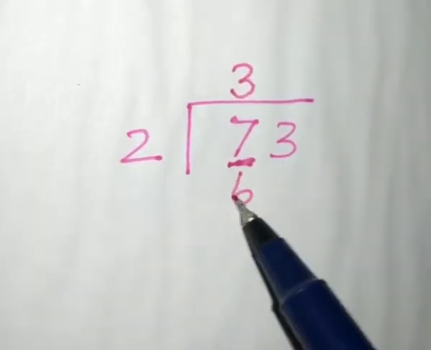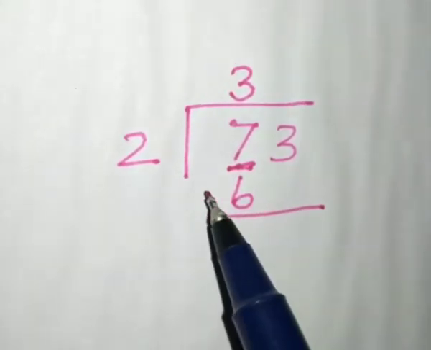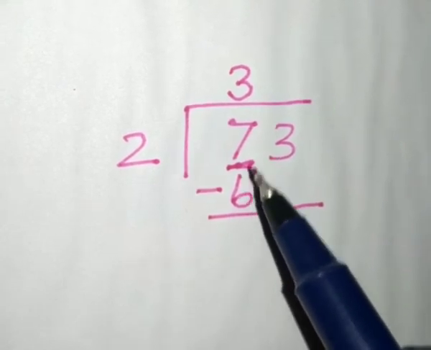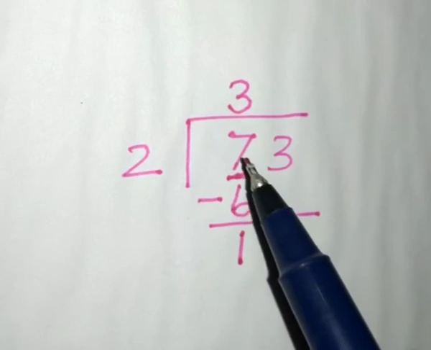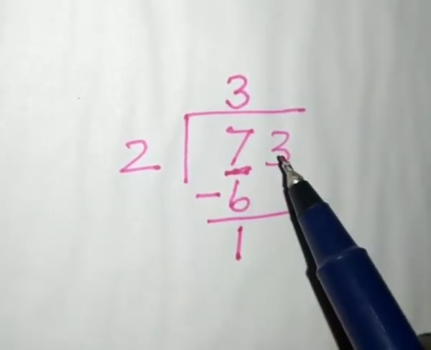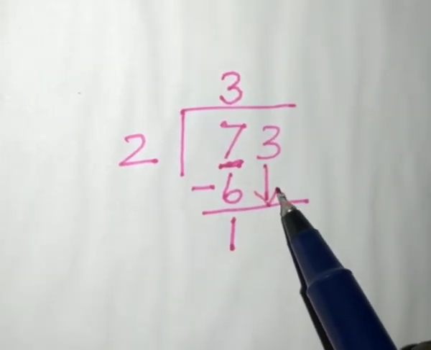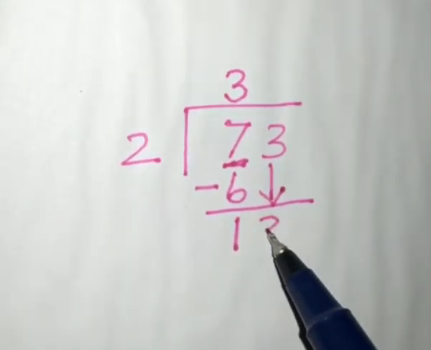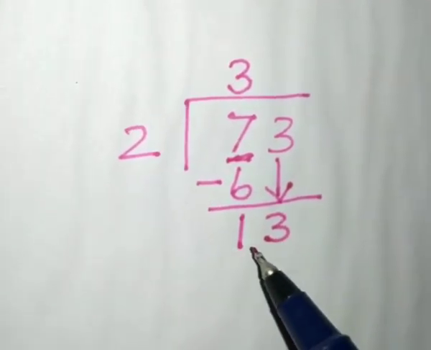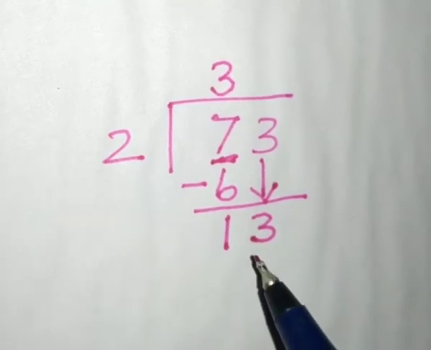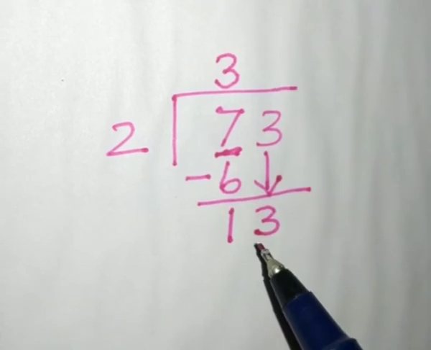If you take 4 2s are 8, 8 is greater than 7, so you should not take 4 times. Now subtract these two. 7 minus 6 equals 1. After subtraction, do you have any number after 7? Yes. So you have to bring down one number after subtraction. Now, is 13 greater than 2 or less than 2? Greater than 2. So you can use the multiplication table of 2 until you get 13.